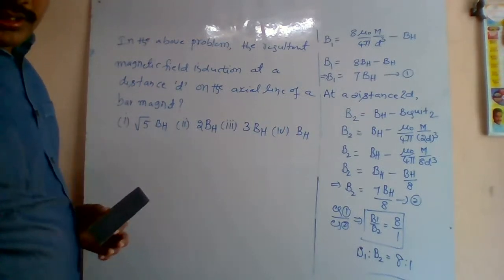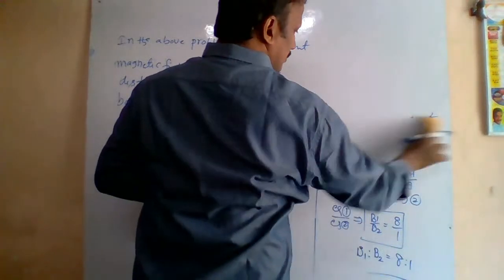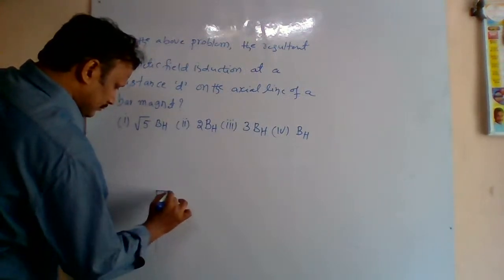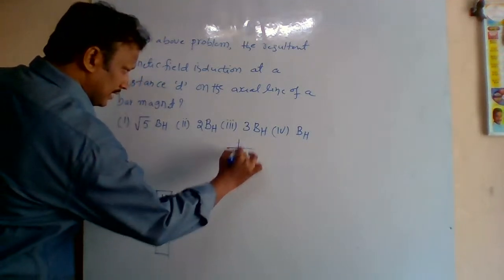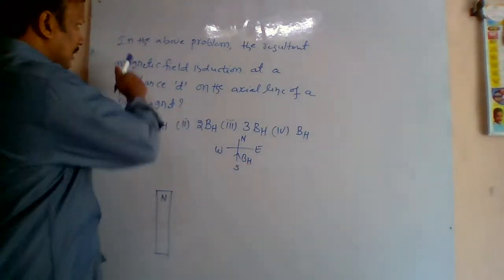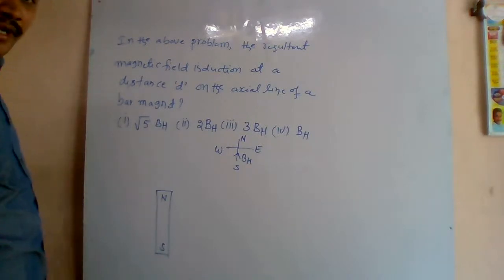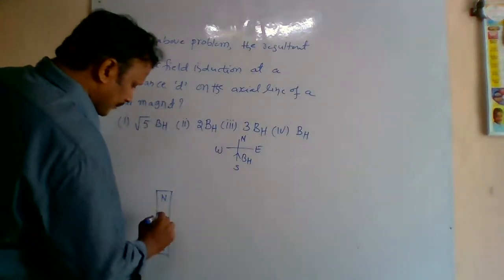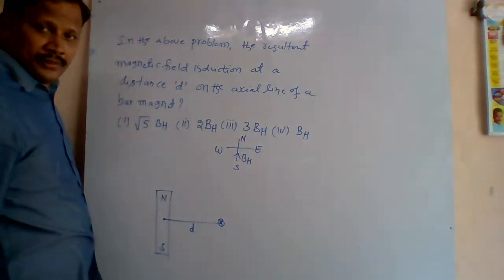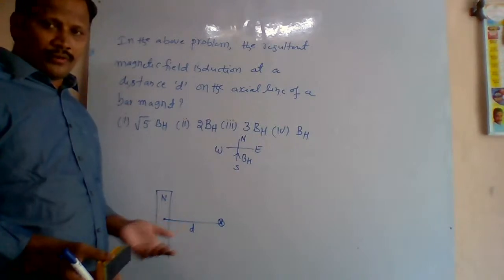Okay, now? So basically, in the given problem, first of all, here north pole, here I am doing east, west, north, south. So this is the direction of BH. In the above problem, what happened? North pole pointing towards geographical north, right? So in that arrangement, where is the location of null point? Location of null point is at a distance d. That is in the given data. Whenever the north pole of the bar magnet is pointing towards geographical north, at a distance d we will get null point on the equatorial line, right?